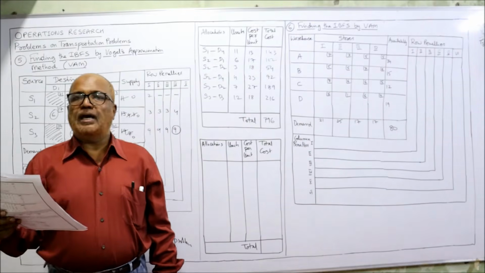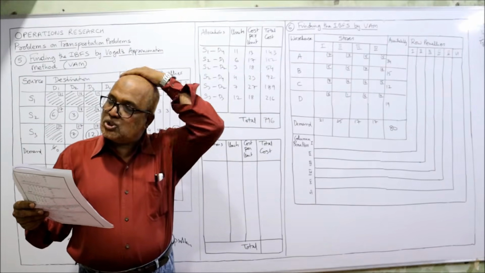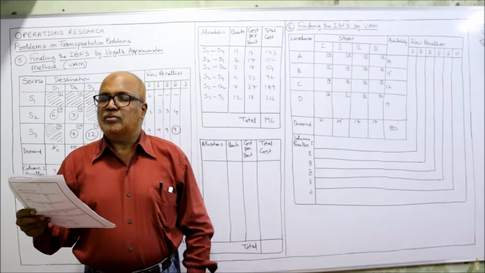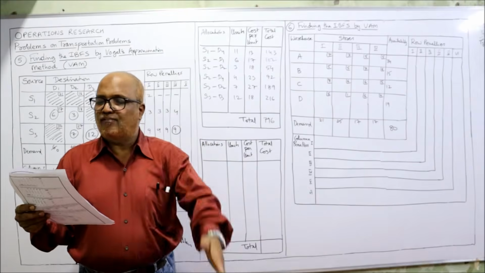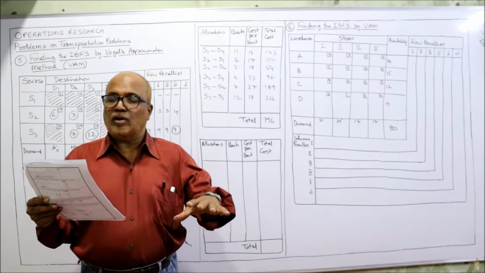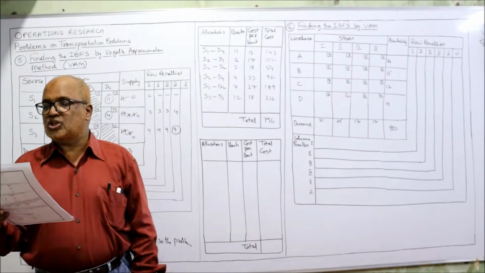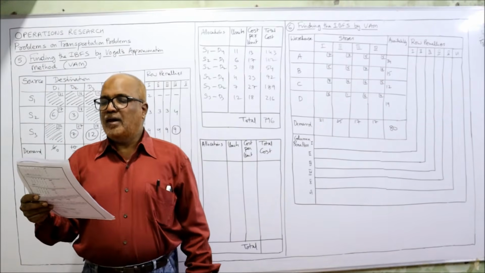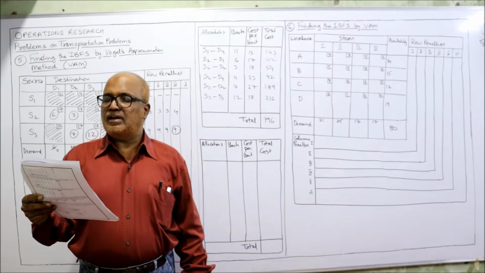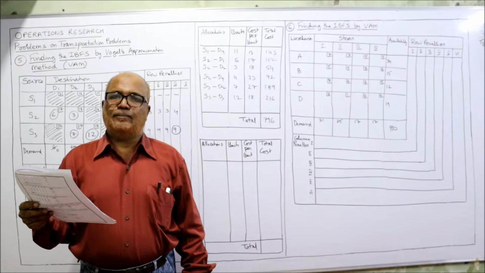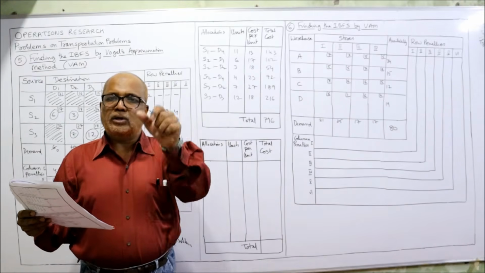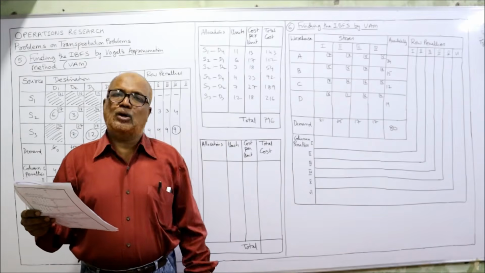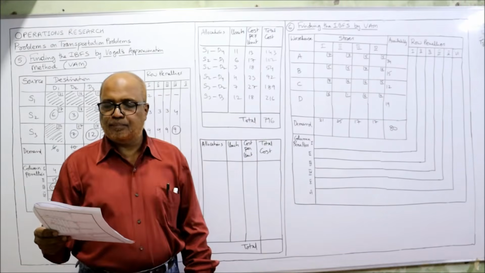So here warehouses A, B, C, D, then stores are 1, 2, 3, 4. So 4 supply origins and 4 destinations. Availability 34, 15, 12, 19, total 80. And demand 21, 25, 17, 17. The total is 80. Balanced problem. The total supply and total demand both are equal and the unit costs are given.